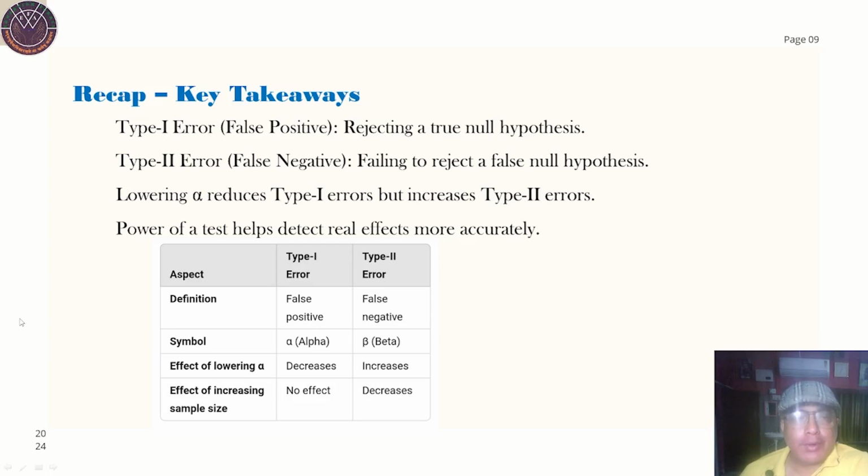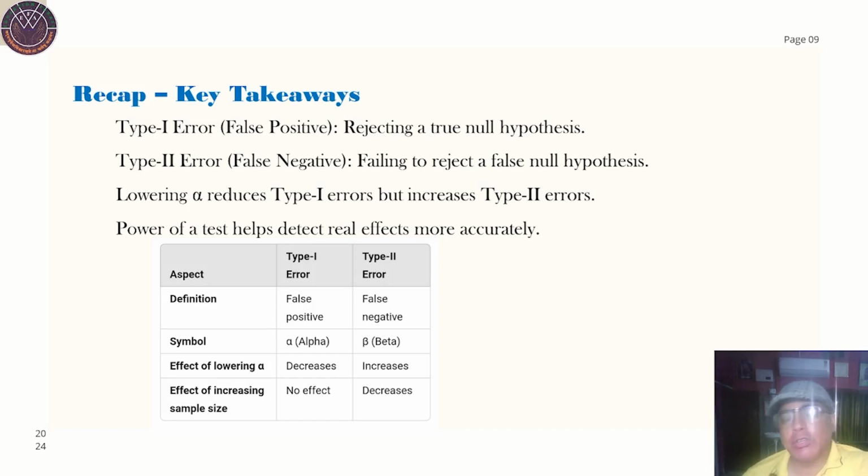So what have we learned in this video? Type 1 error is a false positive, rejecting a true null hypothesis. The null hypothesis is that there is no difference, no significance, no correlation, but you reject it. In reality it was correct, but you reject it, so it is a false positive. And type 2 error is a false negative. Maybe there is an effect or a relationship, but your test does not have the power to detect that effect or correlation. So that is type 2 error.